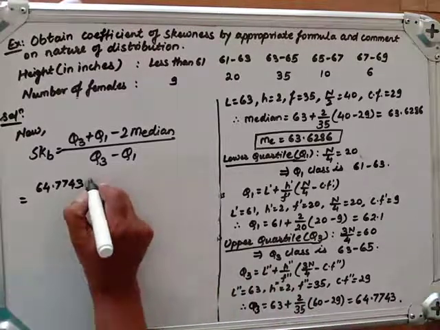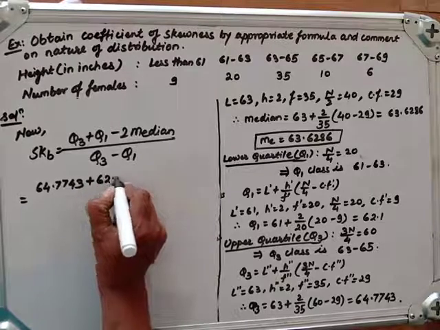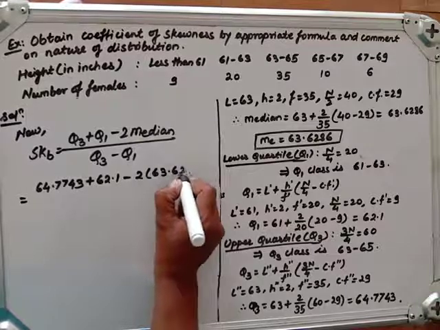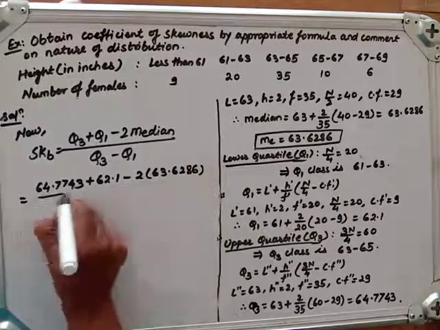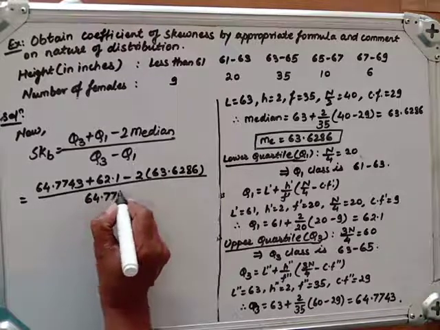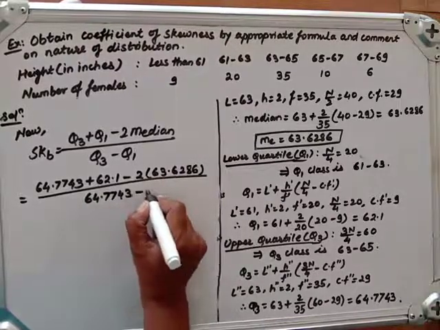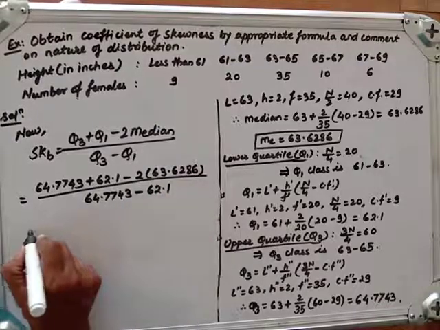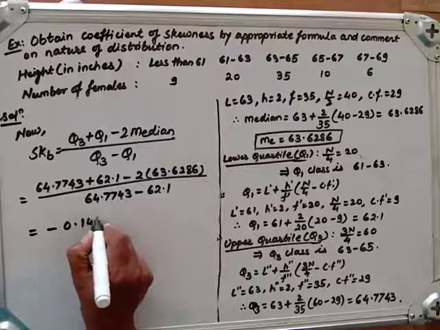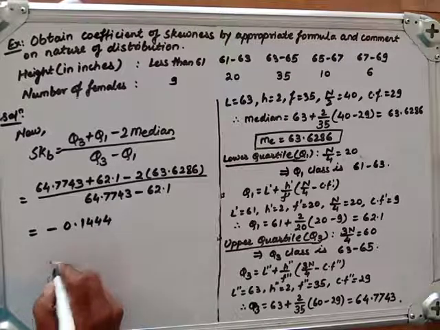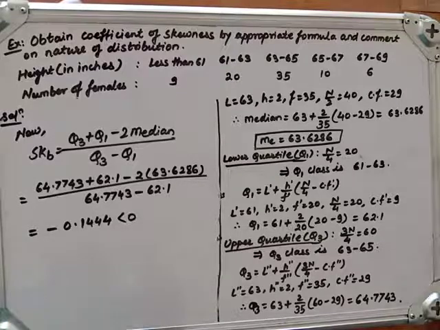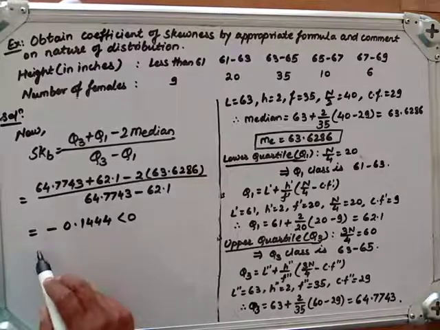Plus 62.1 minus 2 times 63.6286 upon 64.7743 minus 62.1. This simplification will be minus 0.1444. Now it is less than 0. I have now found the coefficient of skewness.